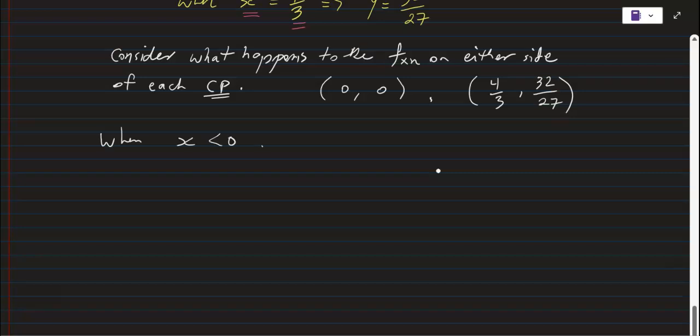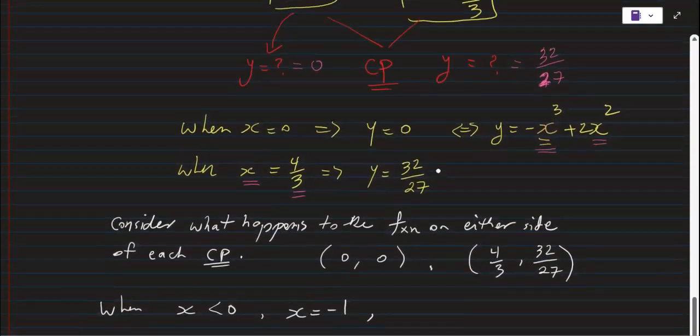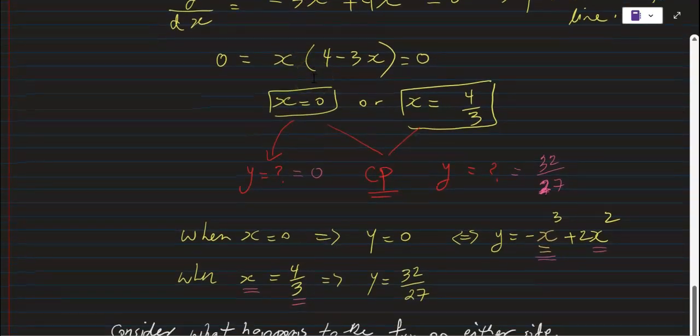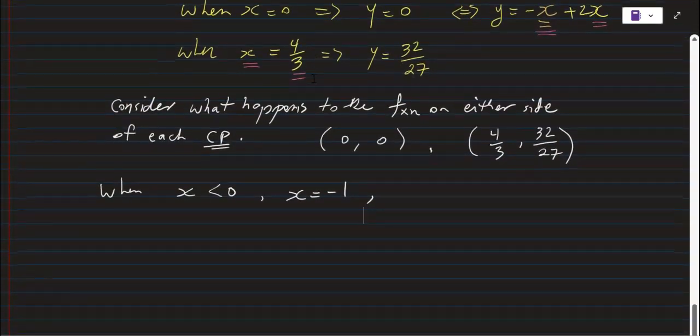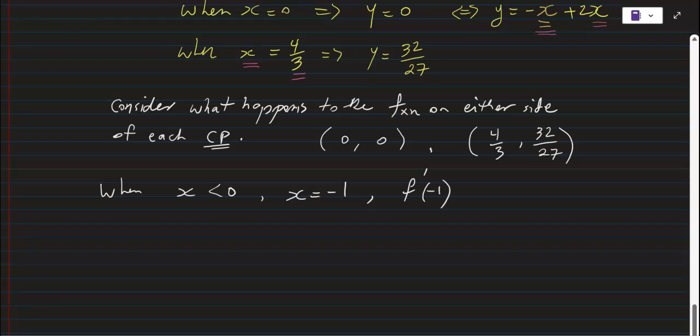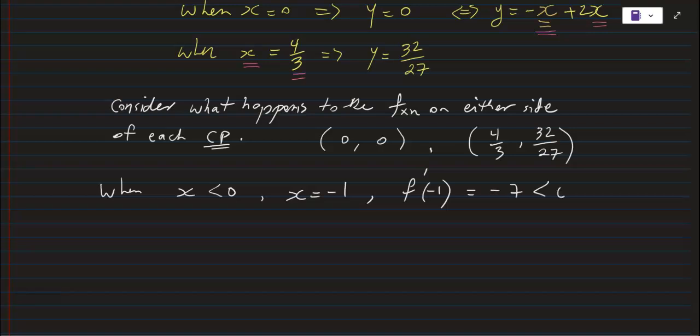So what happens, let's say x is -1. If that's the case, what happens to the derivative? Let's go back to the derivative. This is the derivative right here: -3x squared plus 4x. Well, when x is -1, this would be -4, -3, that would be -7. So f prime of -1 is equal to -7, which is less than 0.